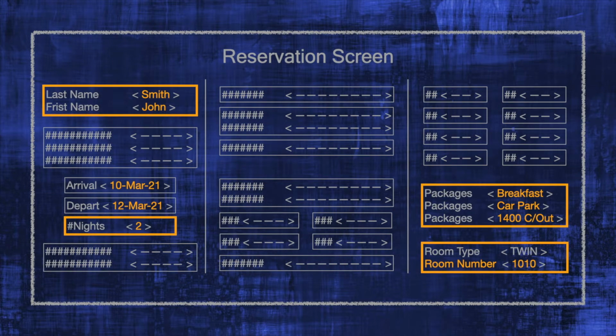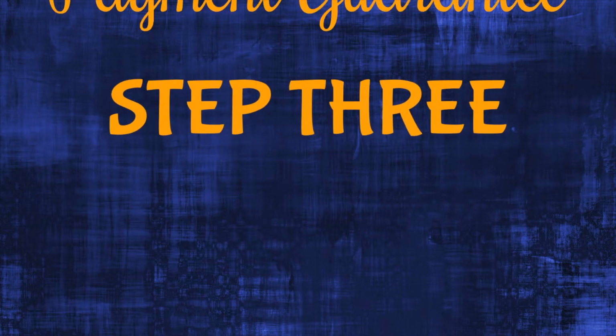Step 3, payment guarantee. Now you need to check who is paying for the reservation. Is it the guests themselves or is someone else paying for them? This is very important as it will determine how much you are going to authorize on the guest debit card or credit card. Once you know who is paying for the reservation, go ahead and take the authorization on the guest card. This is usually done on a PDQ machine or directly onto your system.